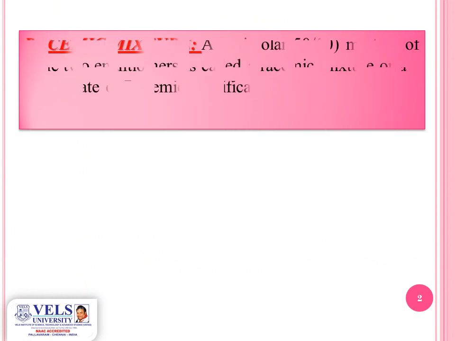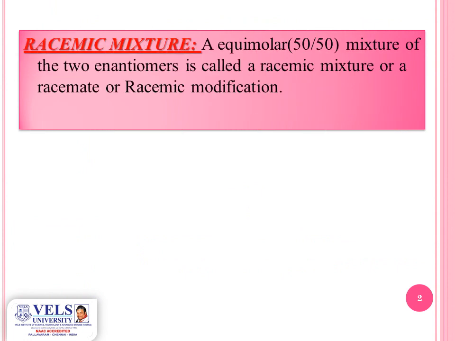What do you mean by racemic mixture? Racemic mixture is nothing but an equimolar concentration of two enantiomers. It is also called as racemate or racemic modification.